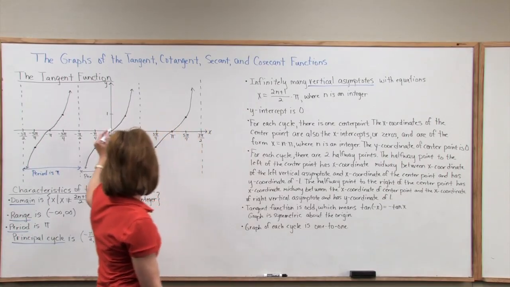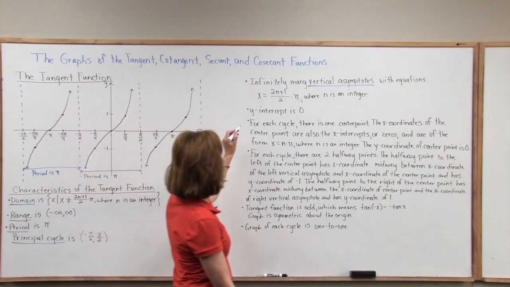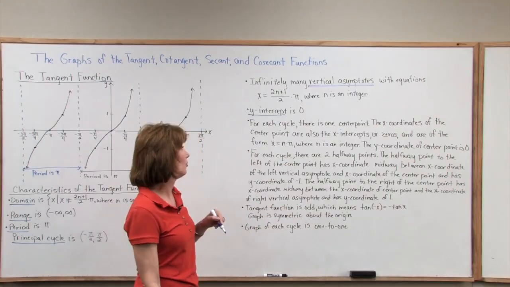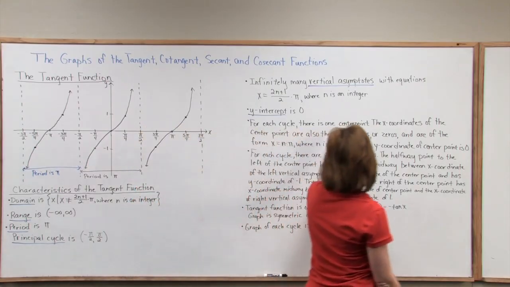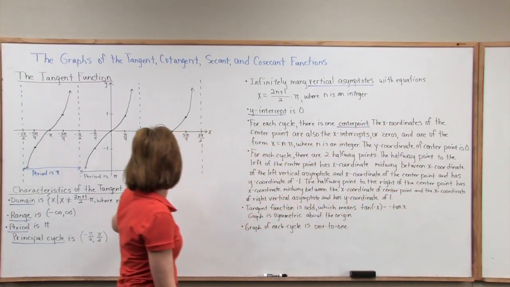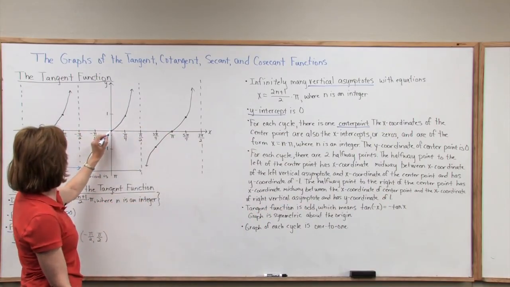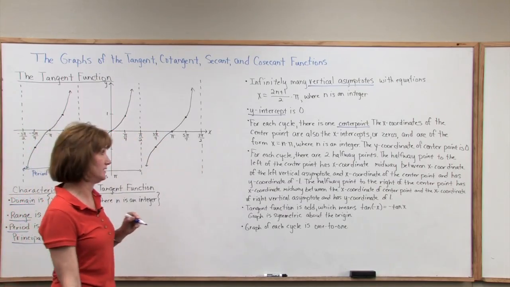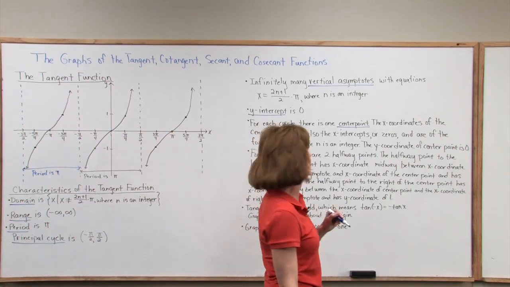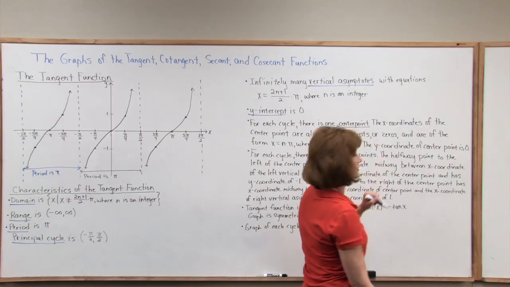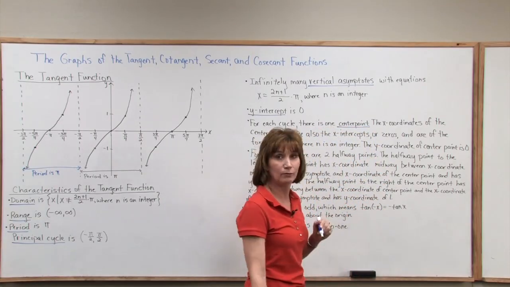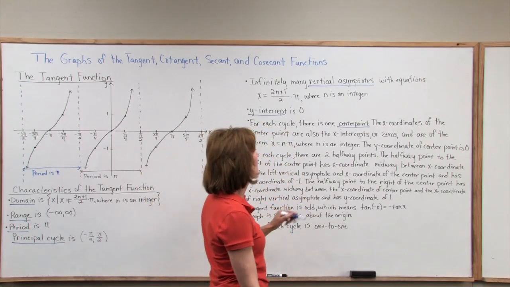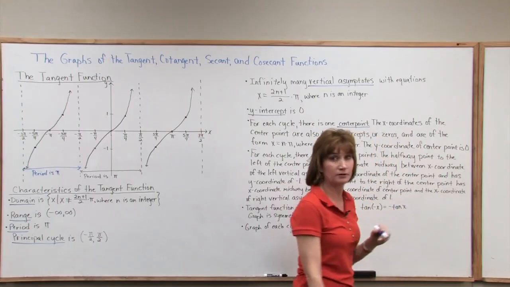The y-intercept, we can see, is at the origin. The y-intercept is 0. For each cycle, there are 3 important points. One of them is called the center point. So on these periods, I can see I have a center point at (0, 0), a center point at (pi, 0), and a center point at (negative pi, 0). The x-coordinates of those center points, the x-intercepts or the zeros, are of the form n pi, again, where n is any integer. So again, 0, pi, negative pi, 2 pi. And the y-coordinate of all those center points is 0.